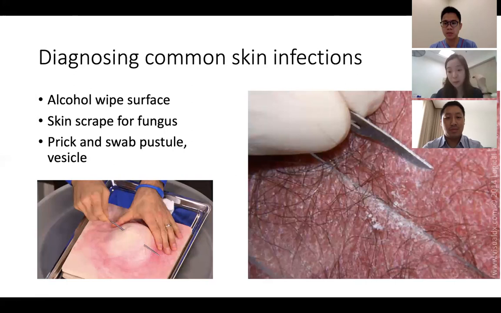You don't want to pick up those. So you want to wipe the alcohol surface first, and then later when you scrape, you're actually getting the fungus that is in the stratum corneum, so not on the surface, but actually part of the skin, and that's the most important.